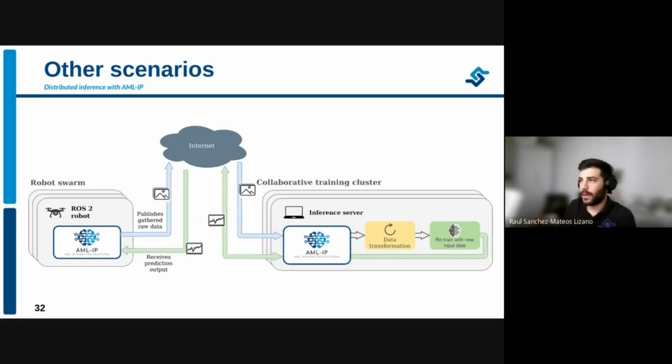Also, you can deploy not just one ROS robot, you can deploy a robot swarm. So you can have many robots, many edge devices using AML-IP and getting raw data from the environment and sending it to the cloud. And then on the cloud, you can have a collaborative training cluster or a collaborative inferencing cluster that will accept the images from the edge devices, perform the inference, and send them back to the actual robots.